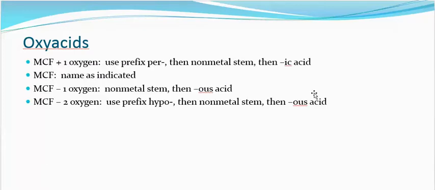And then once you get those most common forms memorized, you can either add oxygen or you can subtract oxygen. If you take the most common form and you add an oxygen, you simply add a prefix per and then ic. If you take the most common form and you subtract an oxygen, the suffix changes to ous instead of ic. And then if you take the most common form and subtract 2 oxygen, you get a prefix hypo and then ous. So let's go through some examples, and I will use one of the most common forms.